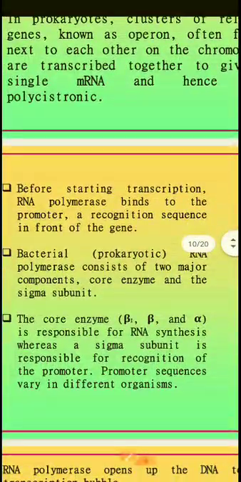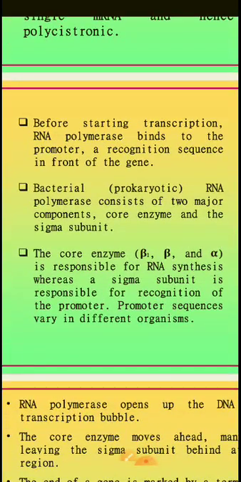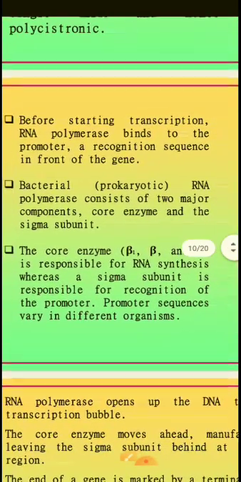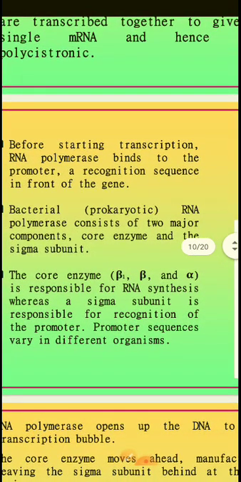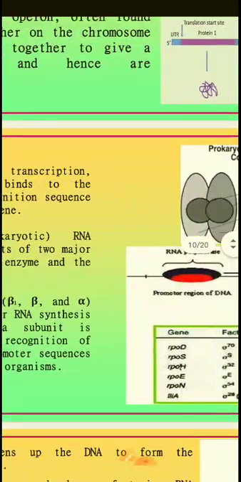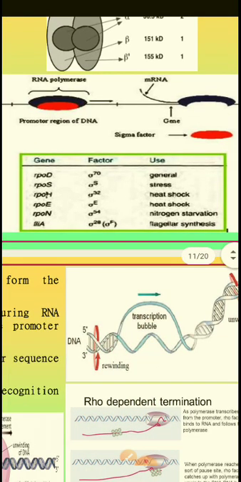Before starting transcription, RNA polymerase binds to the promoter, a recognized sequence in front of the gene. Bacterial RNA polymerase consists of two major components: the core enzyme for RNA synthesis, and the sigma subunit, responsible for recognition of the promoter. So it may vary only in the promoter sequence. Under general stress, heat shock and so on, different promoters are used with the prokaryotic RNA polymerase.